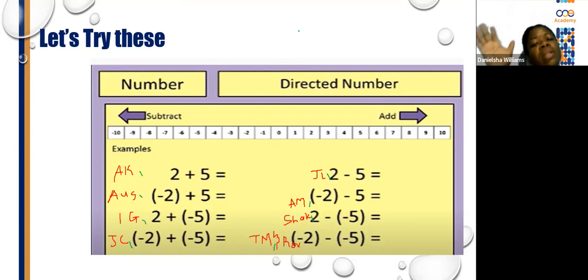I'm holding up my right hand. Are you seeing it as my left? This is my right hand. Are you seeing it as my left? Okay. Interesting. Well, when you draw your number line, oh, see, that's my left. Okay.